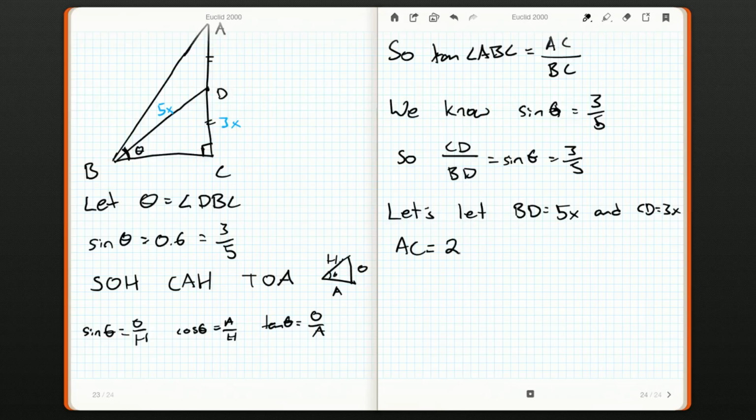Right away, we can see AC is twice DC. So that's 2 times 3x, or 6x. So right now, we have the top side of our tangent. All that's left is to figure out BC. Triangle BCD is right.